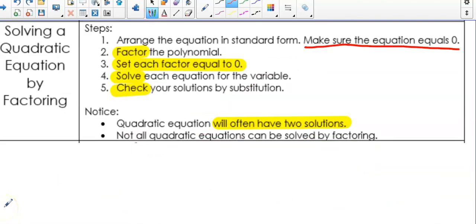Okay, here are the steps. I'll let you read those on your own. Just make sure the equation equals 0. Super, super important. And the thing that's different about quadratic equations from linear equations is that we can sometimes actually have two different solutions.